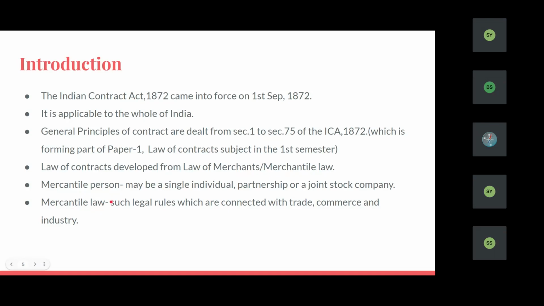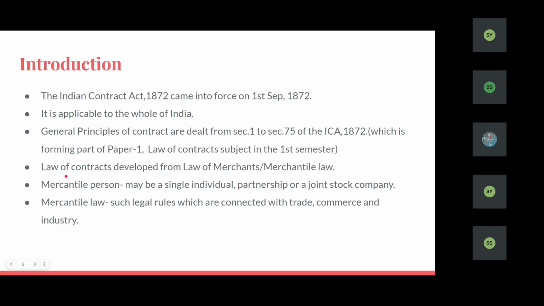So this is an old law, very old, even before the Indian contract law I'm speaking about. Don't get confused: mercantile law existed before the 1872 law, that is the Indian Contract Act. I'm just telling you how the Indian Contract Act came into the picture. This is the history I'm telling you about. Mercantile law means legal rules connected with trade, commerce, and industry. From here, the concept came to law of contracts.